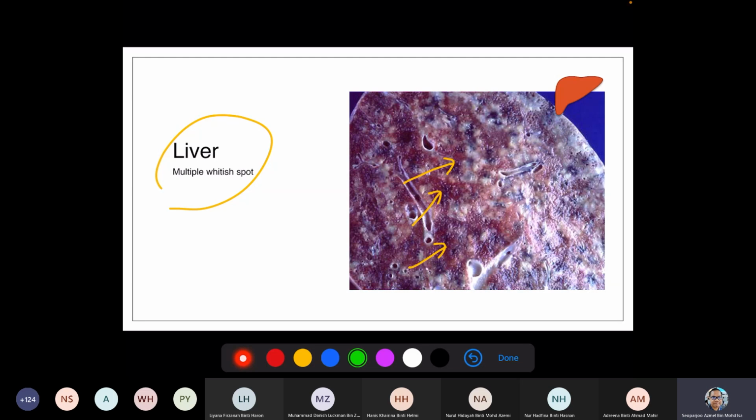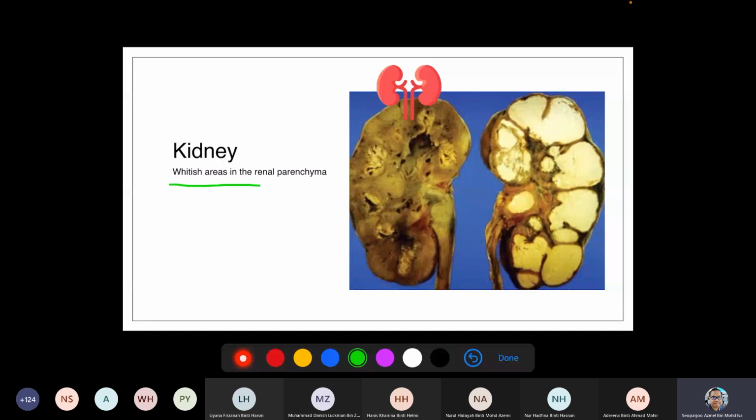And grossly, you can see it is a bit whitish in color. Next is in the kidney. This is one massive one. You can see there's a whitish area in the renal parenchyma. So this is the normal kidney, and the other one is the affected kidney. If you compare, over here you can still see some renal parenchyma.